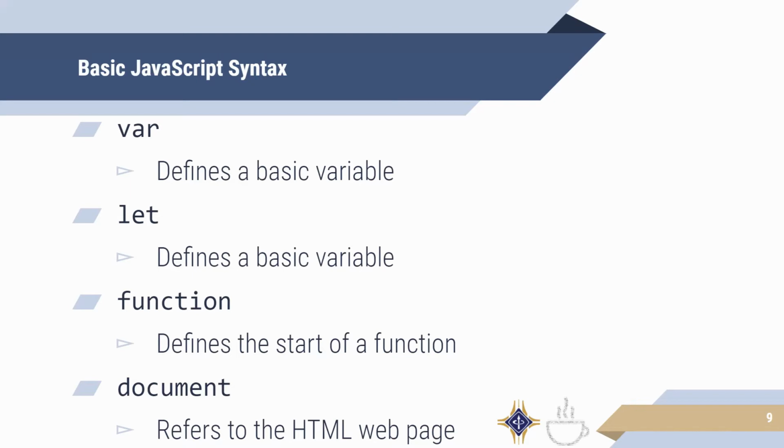Function is the keyword for defining a function. It's kind of like the word def in Python for making a new function. It is basically the exact same functionality. And finally, the word document. This is a predefined JavaScript variable that just refers to the HTML page itself. We'll cover this more in part 3 of this lesson, or part 2, I forget which one exactly. But just remember that this is going to come in handy in a little bit.